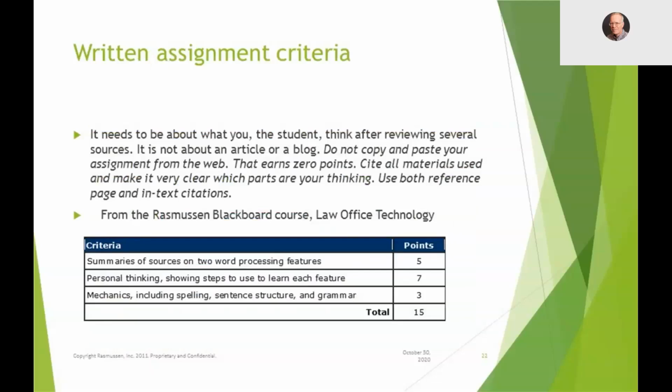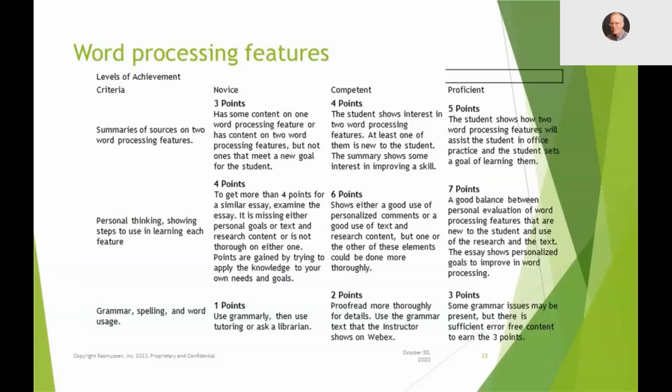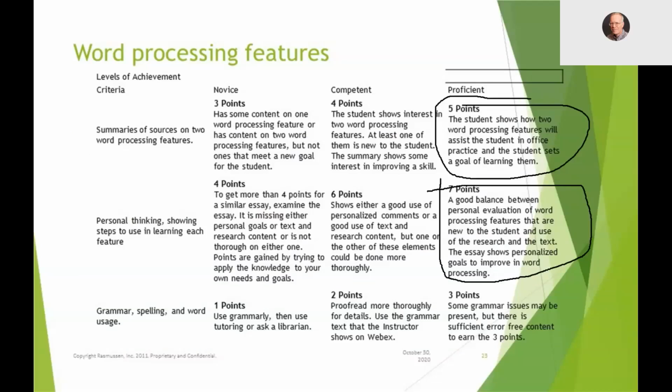Written assignments, criteria, summaries of sources on 2 word processing features. Personal thinking is the big thing, and then, of course, mechanics. And then there's details, and I did give that to you. Show how 2 word processing features will assist you in office practice and set a goal of learning, and then balance between personal evaluation of 2 word processing features and use of the research and the text. Personalized goals to improve in word processing. And then, of course, grammar, spelling.